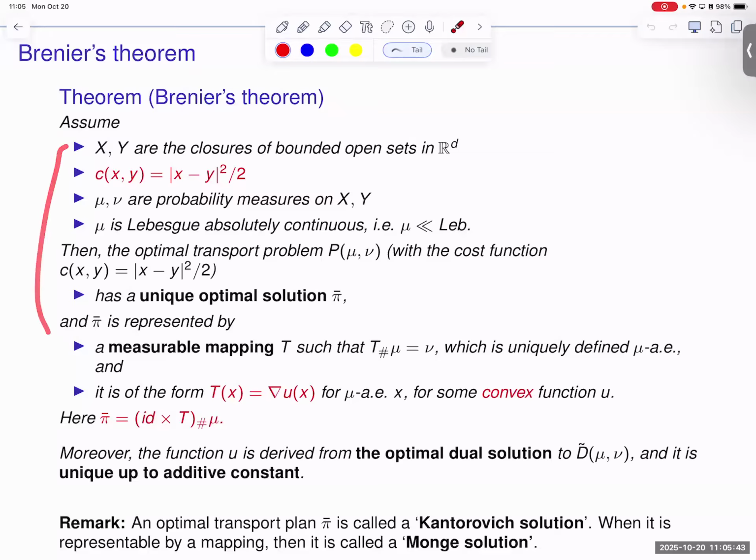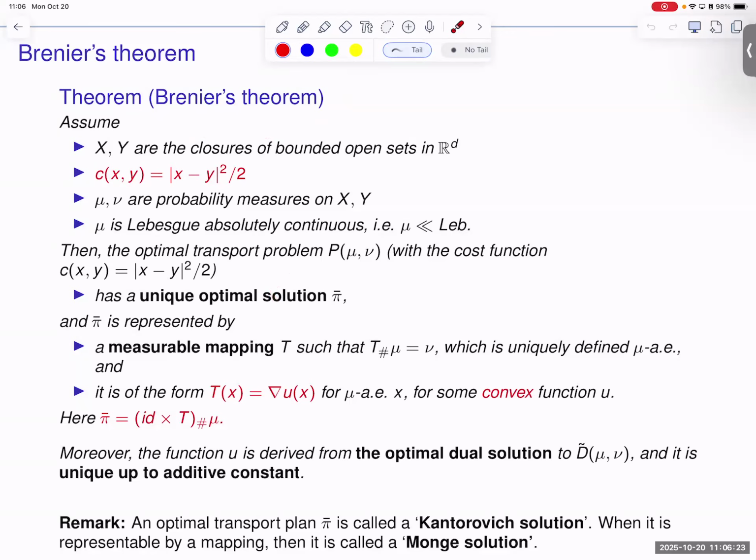But in this case, the important thing is mu is absolutely continuous, and the cost function is of some special form like this, but it can be more general. But at least this cost function has some special property. And there, the optimal solution is unique. Okay? The uniqueness is very good, but there are more exciting things about this Brenier theorem. Namely, the optimal transport plan is given by a mapping.